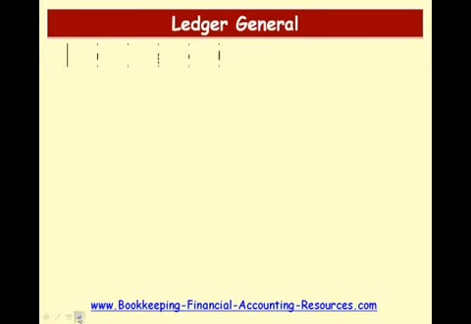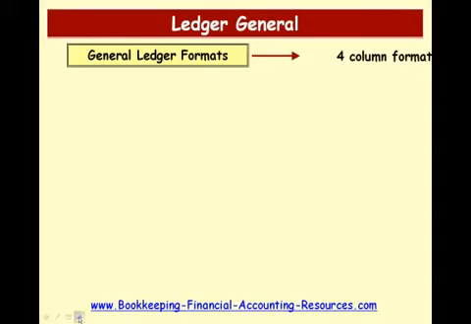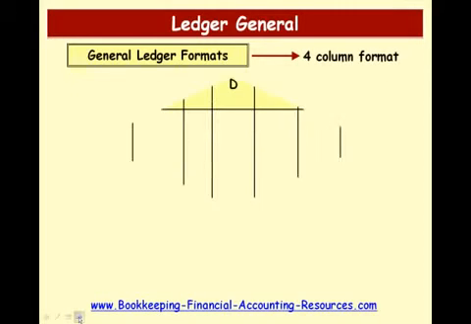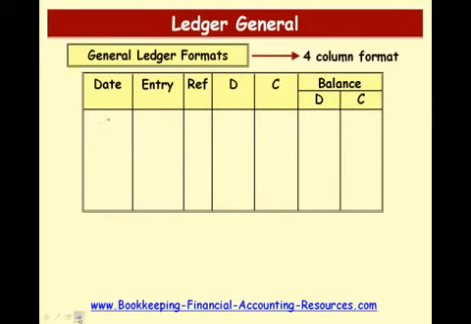The other format of the general ledger is the four-column format. The example is here. You can see that we do not have separate parts for debit and credit, but we have two columns to record debit and credit and to calculate the final balance. So at the beginning of the period, we have the opening balance, then we record all the transactions, posting them from the general journal.